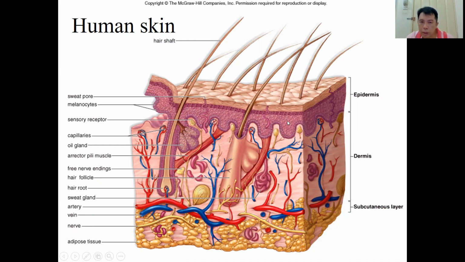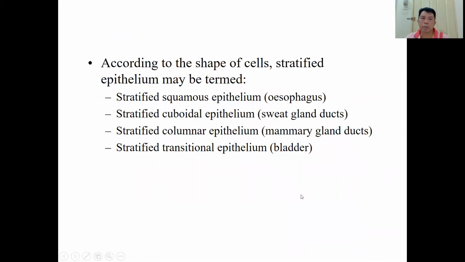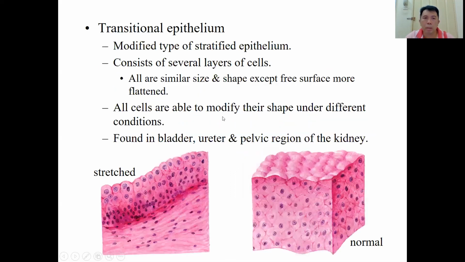So human skin here is what we call the stratified epithelium. See, the cells undergo keratinization, so the flattened and dead cells are here. According to the shape of the cell, stratified epithelium may be termed as this one. It is found in the esophagus, sweat gland duct, mammary gland duct, and urinary bladder. That is the transitional epithelium, a modified type of stratified epithelium consisting of several layers as well.